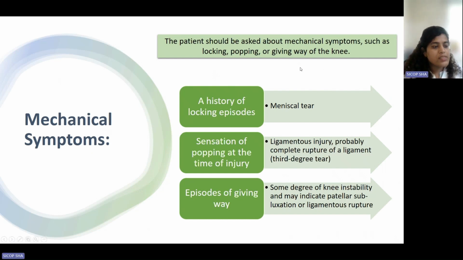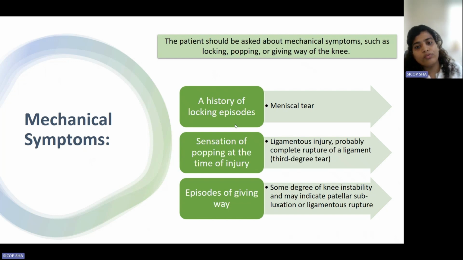In history, as I said, the most important step in history is to invite the patient to tell his or her own story. But after that, you can check for some symptoms, or you can ask the patient some questions regarding the history that will give you a proper idea of what the diagnosis can be. So in history, you can ask the patient if there are some locking episodes or popping, if the patient heard any popping sound while the trauma was occurring, or if the patient is feeling any giving away type of feeling of the knee. So that will help you in diagnosing it properly.